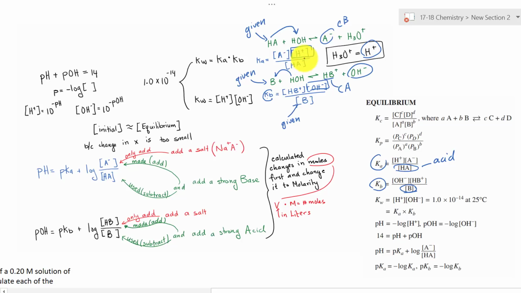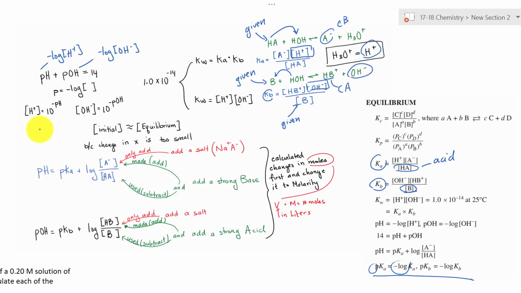In addition to solving for the concentration of H+ or OH-, you can actually solve for pH or pOH. And what does the letter p represent? Well, if we look at this right here, the letter p basically represents negative log. So pH is basically the negative log of the concentration of H+. And pOH is the negative log of the concentration of OH-.